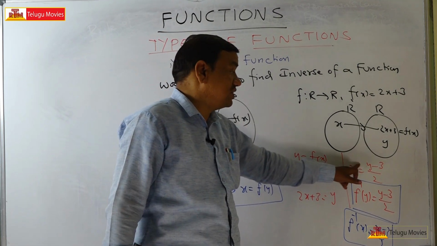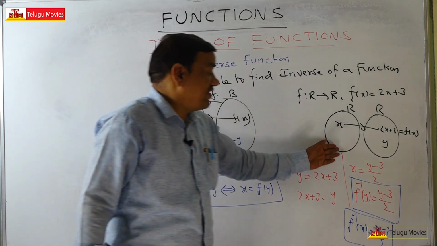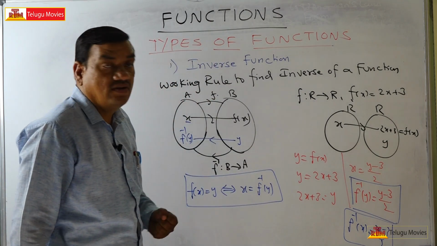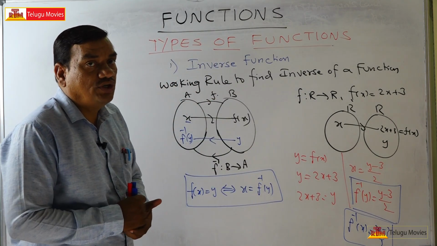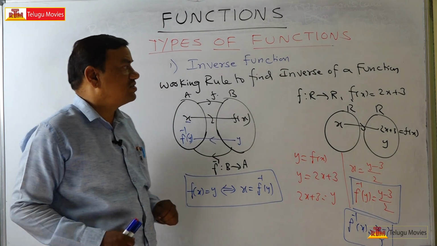Make x the subject: x is equal to (y minus 3) upon 2. Now afterwards, in place of x, substitute f inverse of y, and then finally you convert it into x. So this is the procedure, the working rule, to find the inverse of a function.